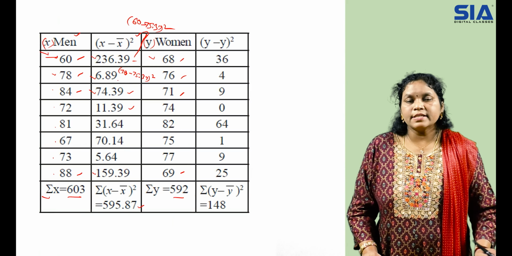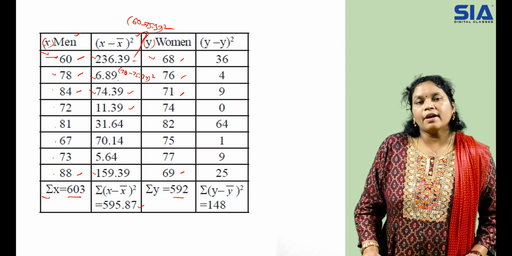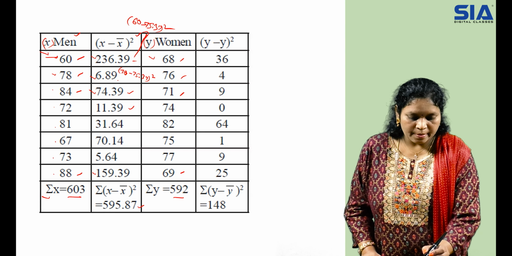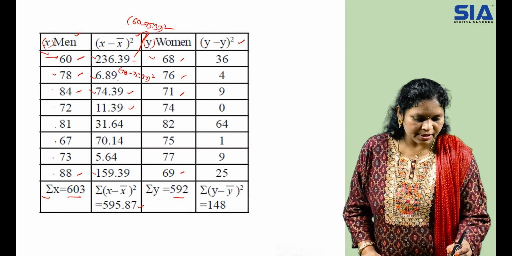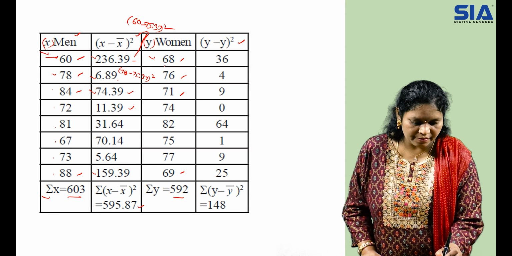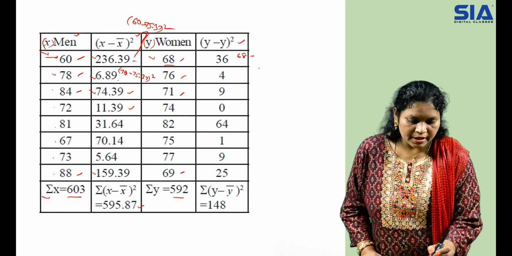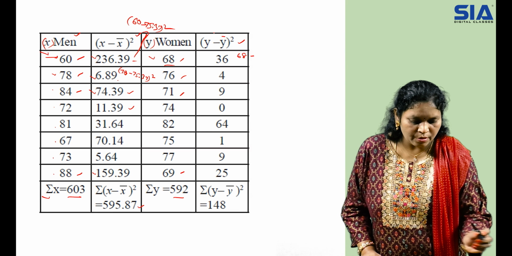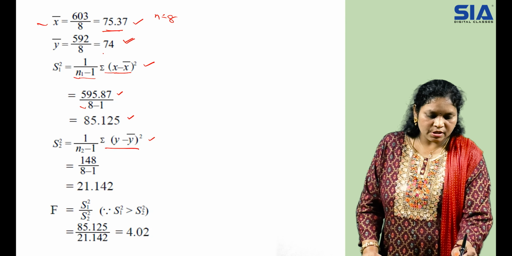Now utilizing this y bar value, let us obtain y minus y bar whole square. Take the first value of y, that is 68. 68 minus the y bar value 74 we got.